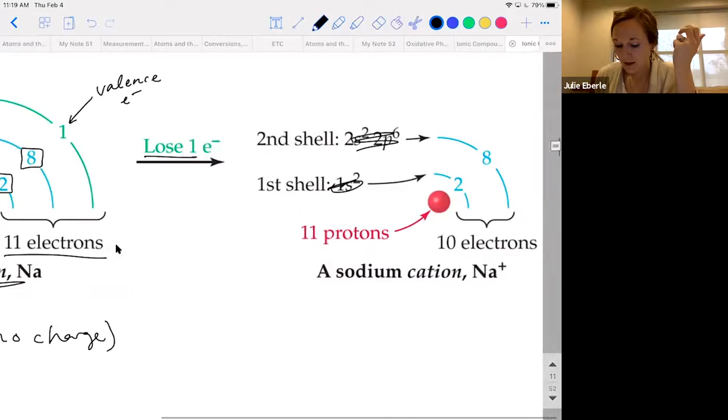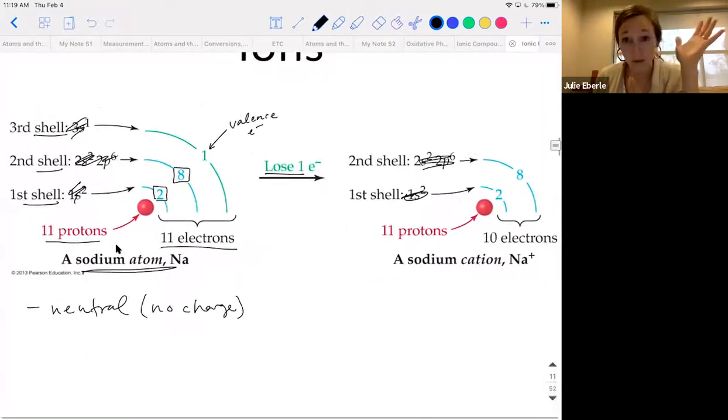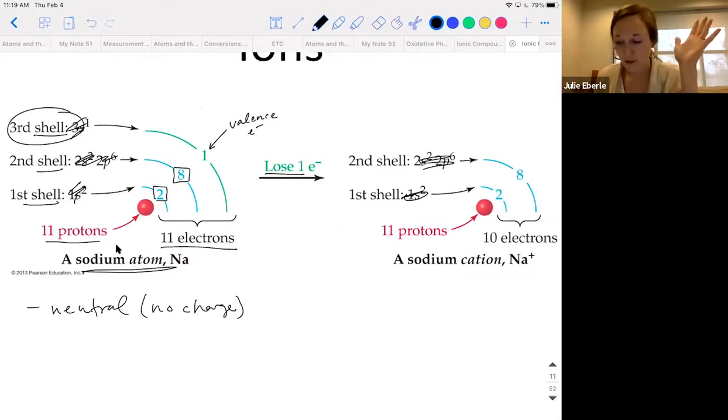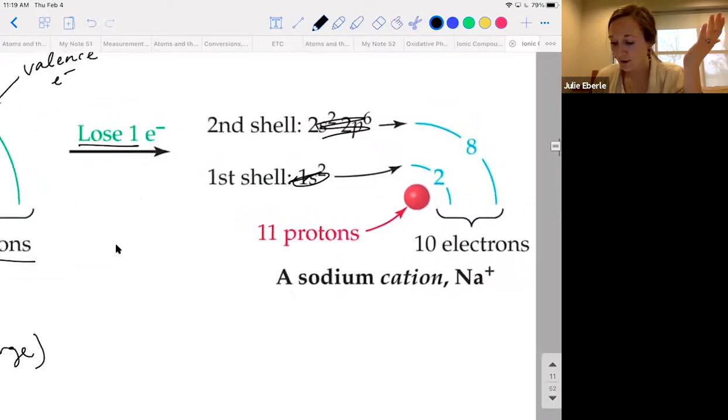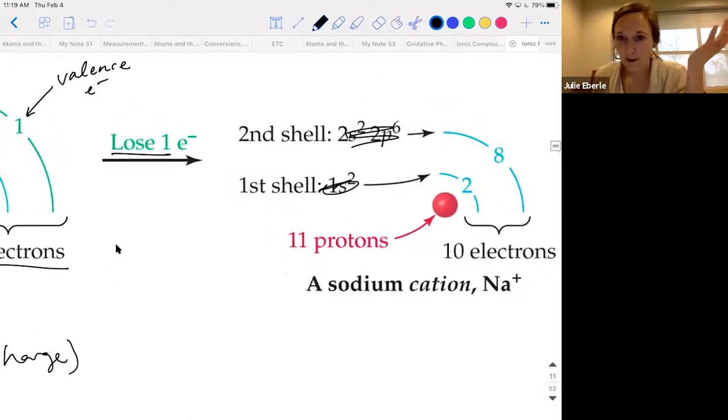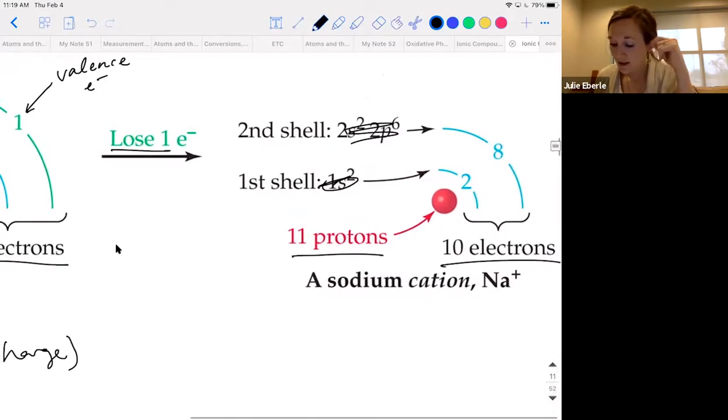So when it loses that, guess what happens? A couple of things happen. First off, that third shell just completely goes away. Now we only have 2 outer shells. We don't have any electrons in the third shell, so we don't have a third shell. And we still have 11 protons. That has not changed, and that will never change. But now we have 10 electrons because we lost 1. And so overall, now we have a cation.